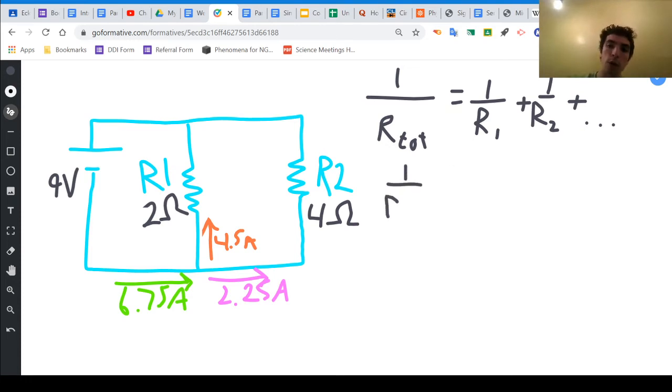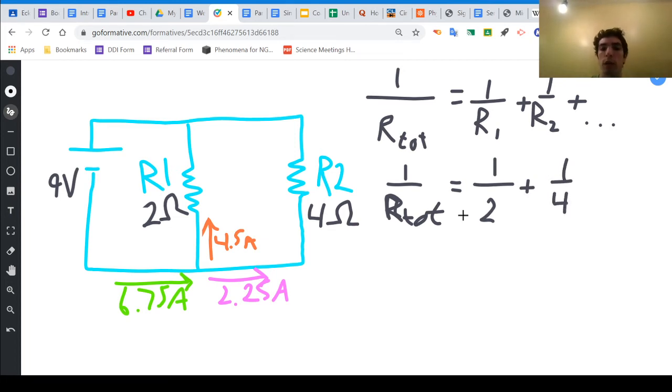So I don't know what the total resistance is. That's what I'm trying to calculate. So I'll just leave that as 1 over our R total. And we have R1 as 2 ohms, so 1 over 2, plus 1 over 4. And I'm going to take a quick aside. I'm just going to show down here how I would plug this into my calculator. So I wouldn't even do anything with this 1 over R total. That's symbolic. We're not going to plug that into our calculator.